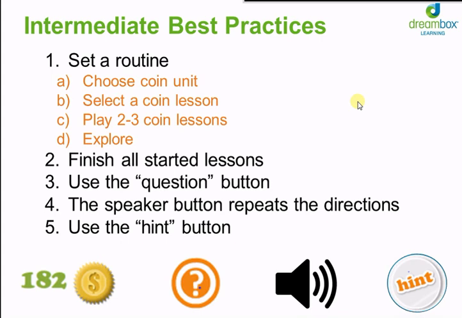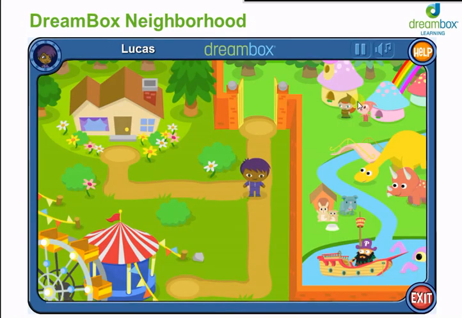Here's just a quick summary of what I think the best practices in the intermediate are. And again, quite similar to the primary environment. You want to choose a coin unit and then select a coin lesson, play 2 to 3 coin lessons, and then allow the student to have an exploration. Again, finish everything that gets opened or that gets started. Use the question button. The speaker button is going to repeat the directions, and use the hint button.